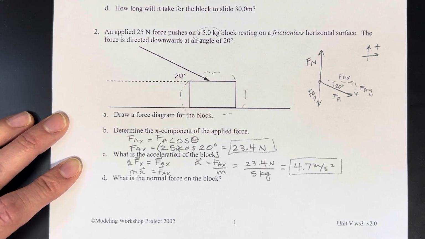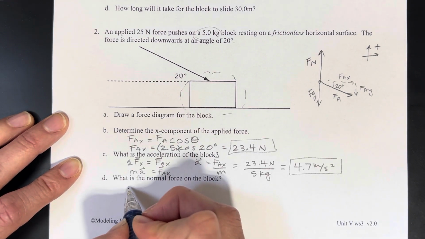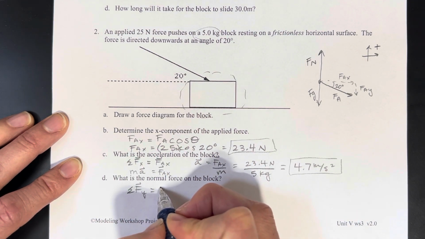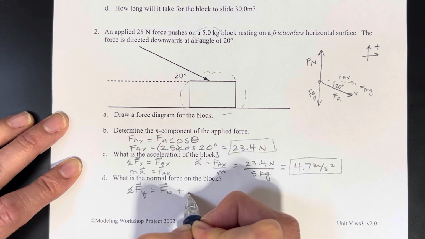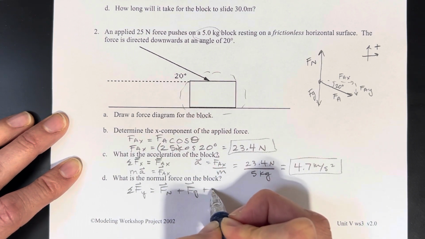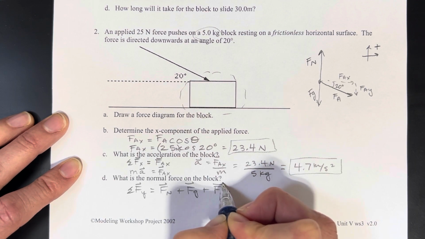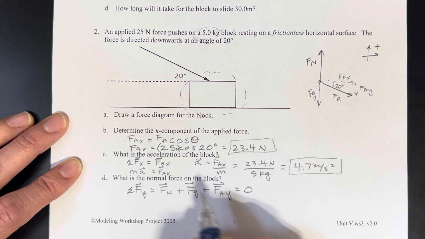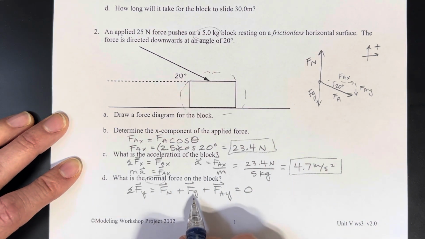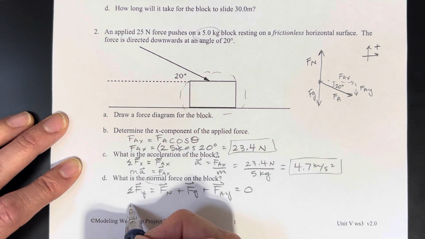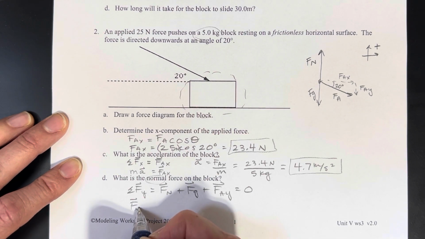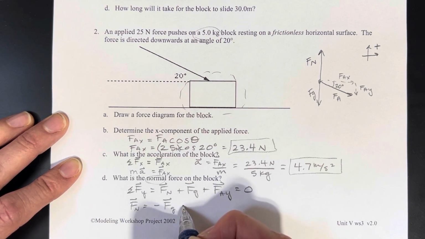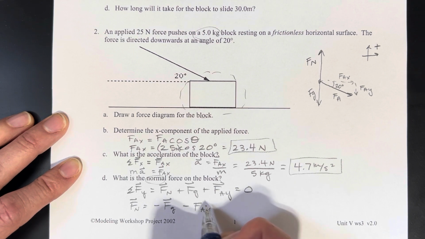Next, I'm looking for the normal force. So to determine normal force, I need to write a net force equation in the Y direction. So sum of the forces in the Y direction are equal to my normal force plus my force of gravity plus my force applied in the Y direction. And I know my net force in the Y direction is 0. And then I'm solving for the normal force, so I'm going to isolate normal force by subtracting force of gravity and force applied in the Y direction. So normal force is equal to negative force of gravity, and that's a vector, minus force applied in the Y direction.